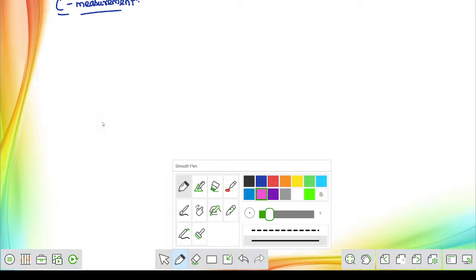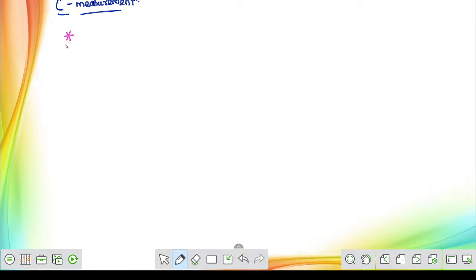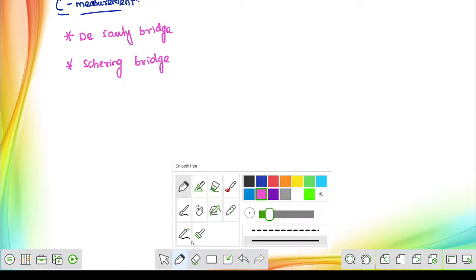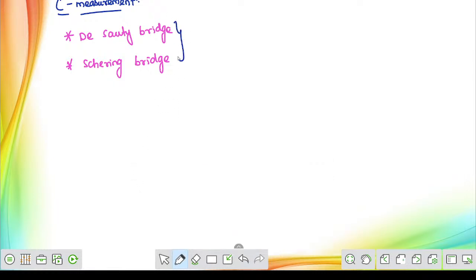When it comes to the measurement of capacitance, we are using two devices: the Schering bridge and the De Sauty bridge. So let me write. Let us go ahead with the De Sauty bridge first. The first one is the De Sauty bridge, and the second one is the Schering bridge. These two devices are very important. Repeat one more time, because questions will come by name itself: which device is used to measure the value of capacitance? In four options, they will give either the De Sauty or the Schering bridge. So these two devices are used to measure the value of unknown capacitance.